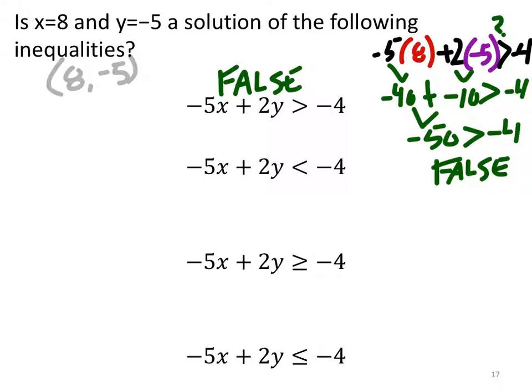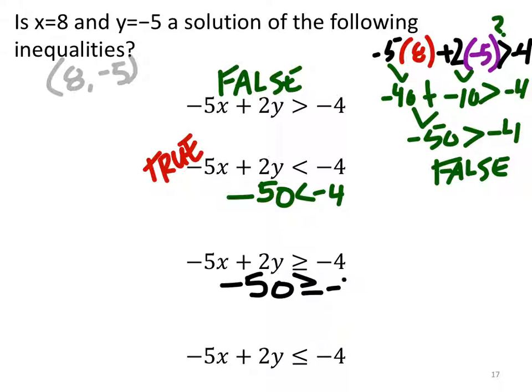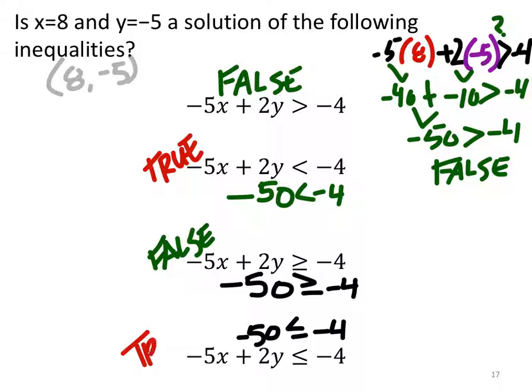Now we can assume that this would also give us the same value on this one. So this one just changes to be -50 is less than -4. Yes, that is true. What about the next one? Well, that would be -50 is greater than or equal to -4. Still false. And then the last one, negative 50 is less than or equal to negative 4. Well, while negative 50 is not equal to negative 4, it is less than, so this one is true.